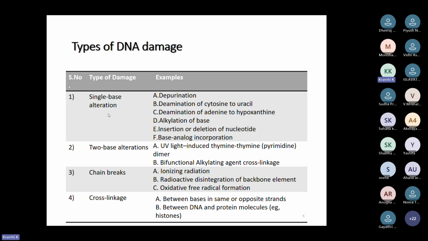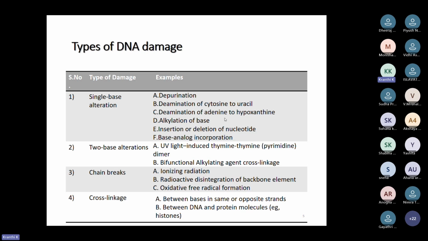Or deamination. What do you mean by deamination? Deamination also, it's a process of removing the amino group from the cytosine, right? So when you remove the amino group from the cytosine, then it will be converted to the uracil. Got it? Even that is also a problem, right? Because it will affect the genetic code. So in the place of cytosine, the uracil is coming.